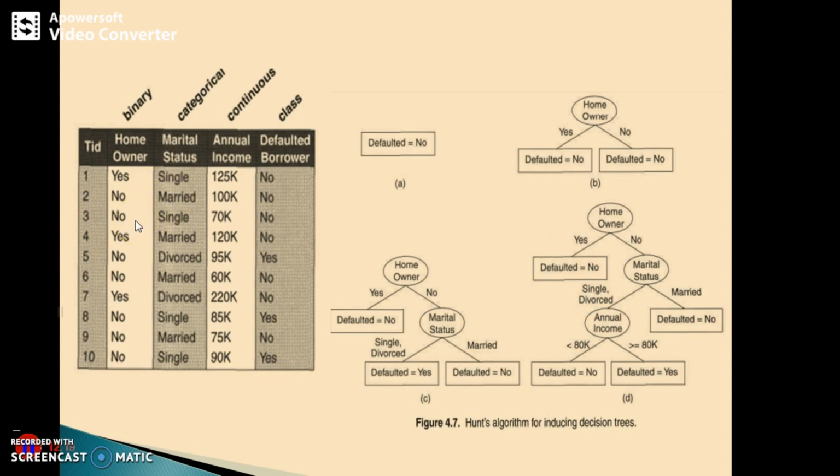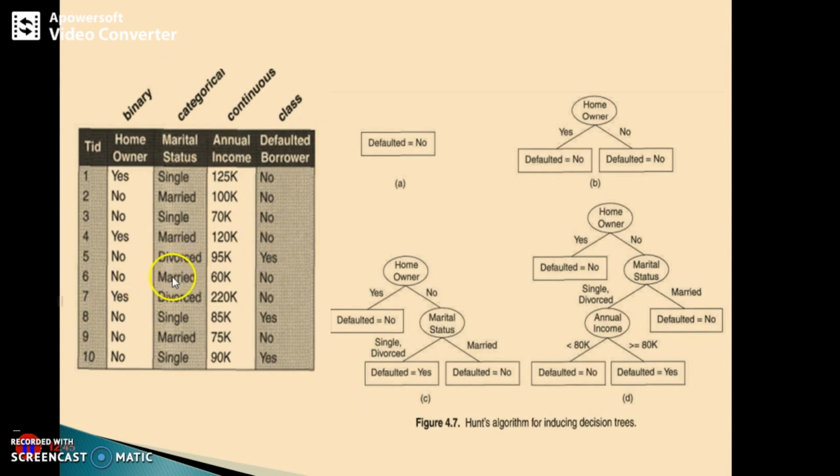Again, next one, no, third record, no. So can I consider this record? No, because this is less than 80k. I cannot consider this. Fourth record, can I consider? No, this is married. Fifth record, yes, you just see homeowner is equal to no, marital status is divorced, and then annual income is greater than 80k. So just see, count the record. It belongs to class yes. So the count became 1 for class yes.